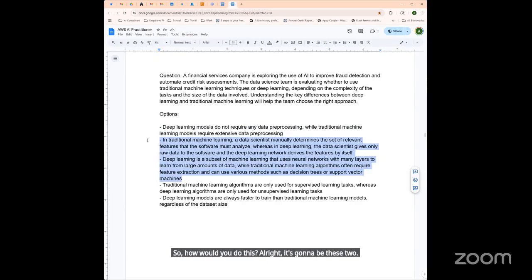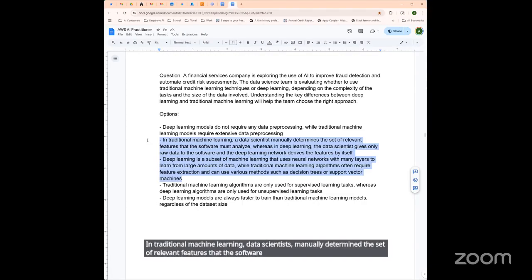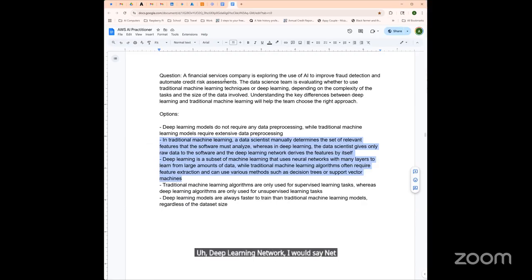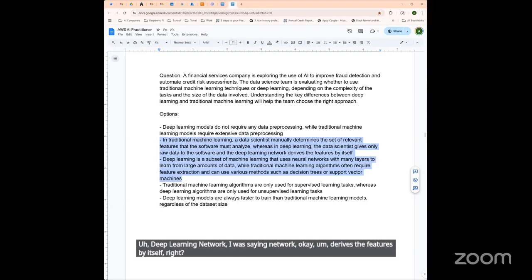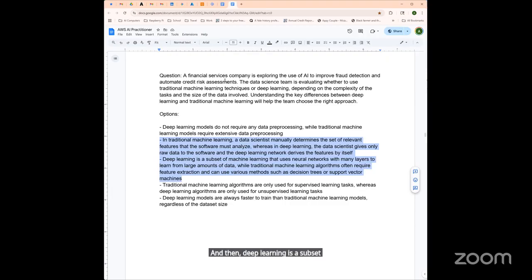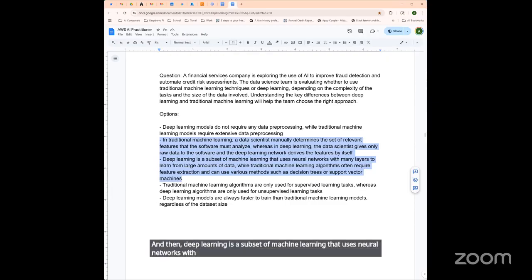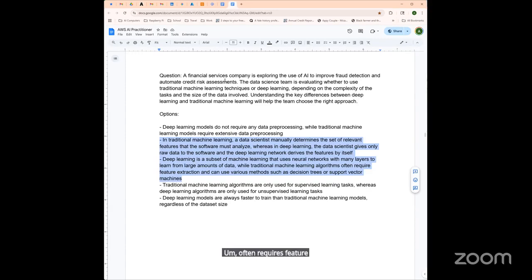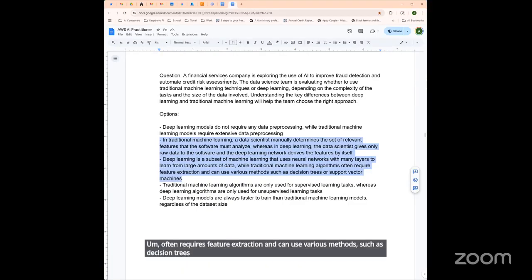In traditional machine learning, data scientists manually determine the set of relevant features that the software must analyze, whereas in deep learning, the data scientist gives only raw data to the software, and the deep learning network derives the features by itself, right? And then deep learning is a subset of machine learning that uses neural networks with many layers to learn from large amounts of data, while traditional machine learning often requires feature extraction and can use various methods such as decision trees or support vector machines.